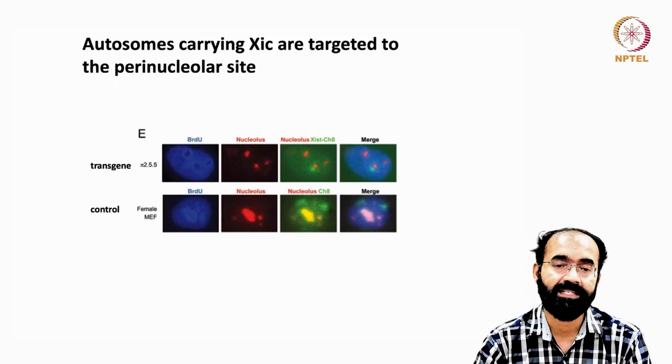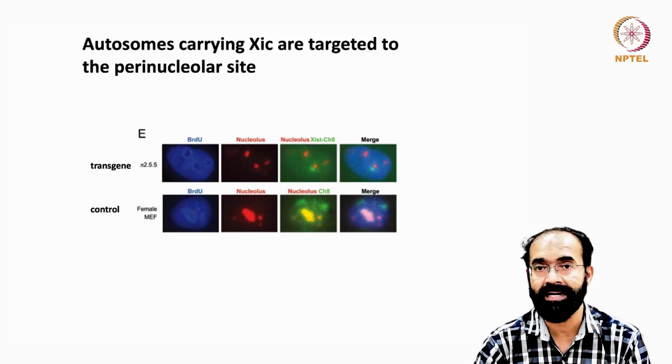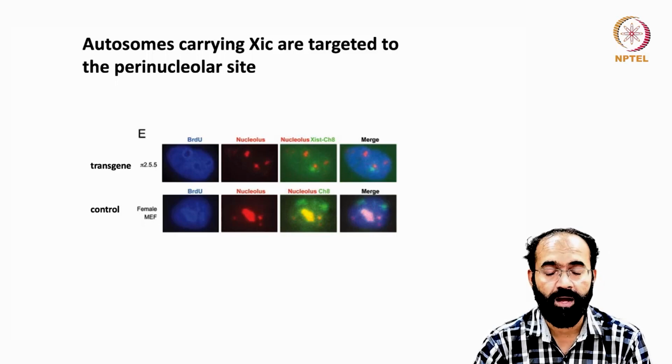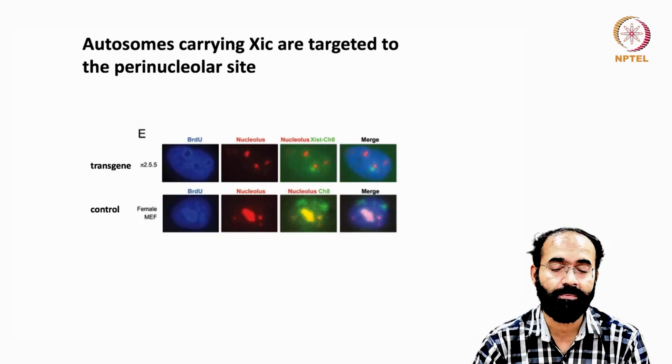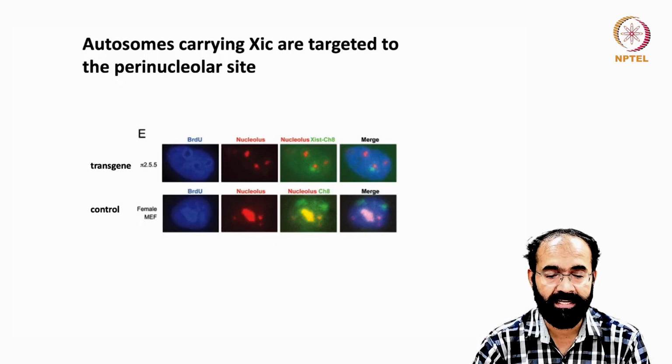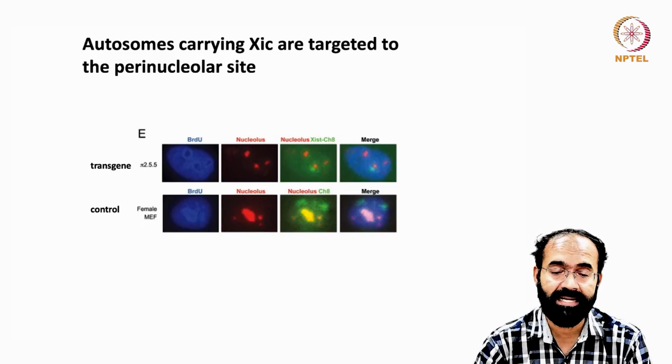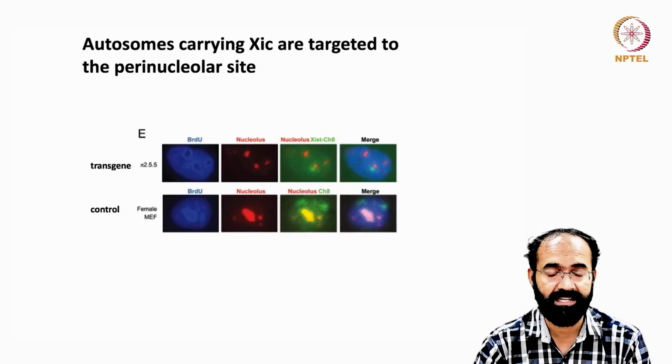The bottom panel is the control. That means they have not received any modification. The X-inactivation center is untouched. Whereas in the transgene, you have the X-inactivation center inserted onto some autosome. You can see here this is BrdU, and the nucleolus is stained red, and then you have Xist. Now it is attached onto chromosome number 8 in this experiment, whereas in the bottom panel chromosome number 8 is normal. It has not been altered in any way. Wherever you see a red dot, that indicates the nucleolus, and wherever you see a green dot, that indicates the X-inactivation specific transcript is present.